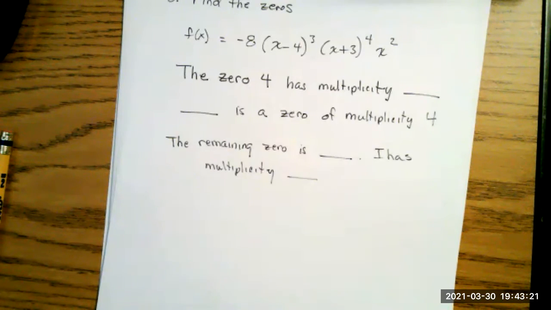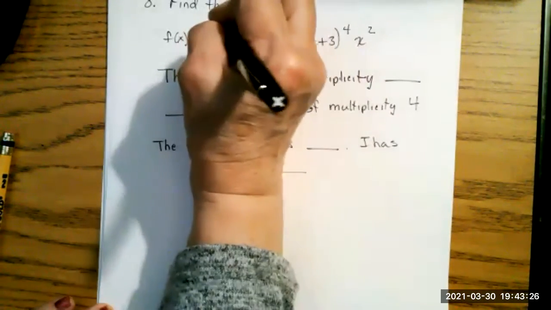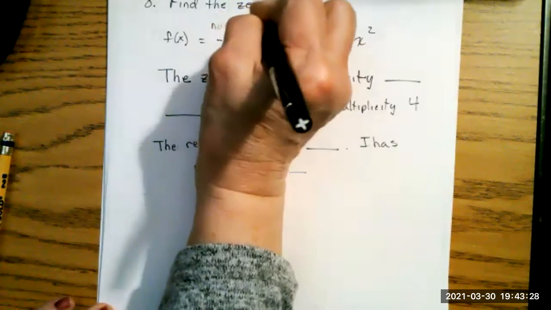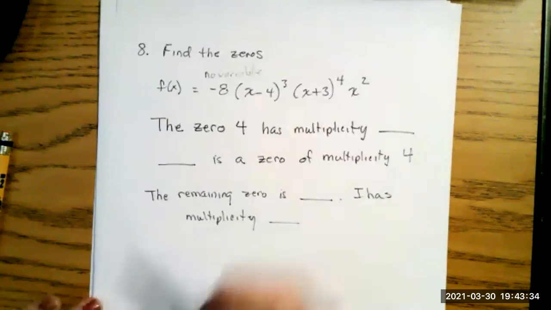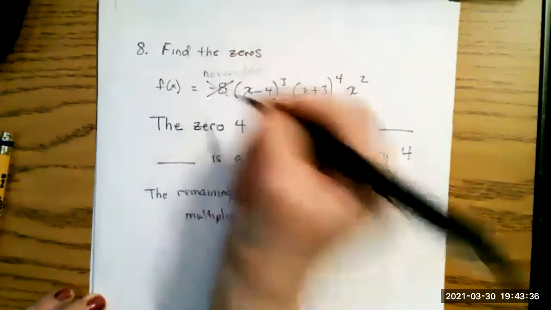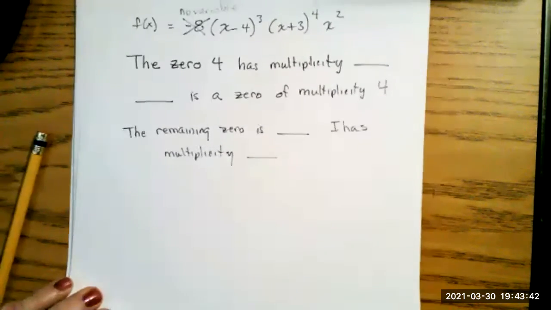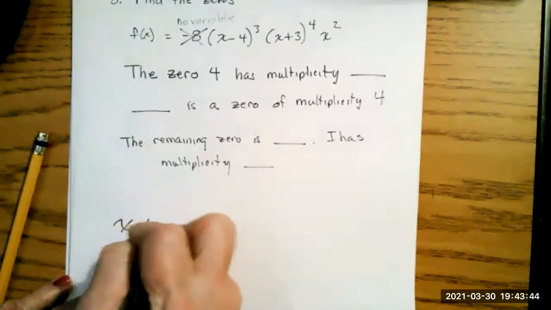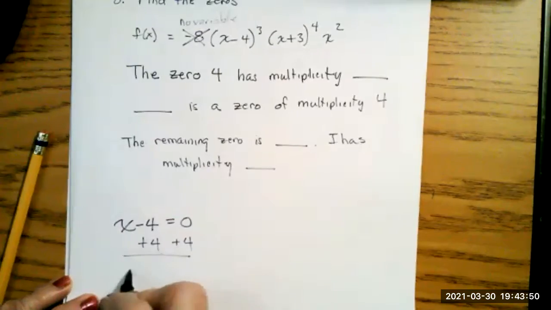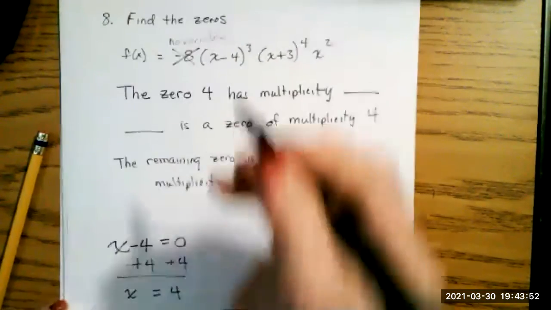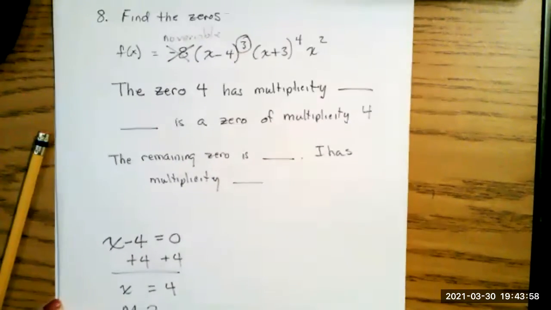Okay, let's see what we have to do. The 8 has no variable. See, there's no variable on that 8. See that? So don't worry about that 8 at all. Just take it out because it has no variable. Okay, let's do the others. You have an x minus 4 equal to 0. Add 4, x equals 4. And this exponent's 3, so the multiplicity is 3.